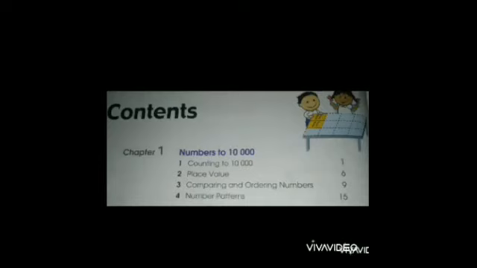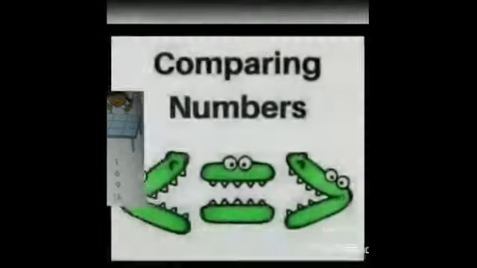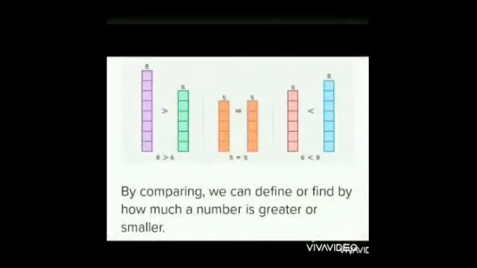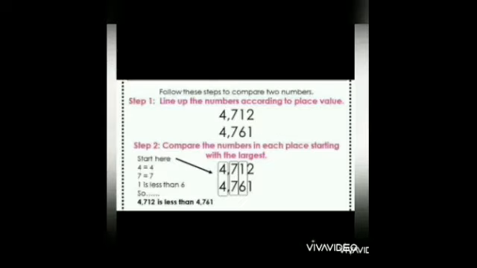Today is our second revision lesson of maths and the topics we are going to revise today are comparing and ordering numbers and number patterns. First of all, we'll see what is comparing numbers. By comparing, we can define or find by how much a number is greater or smaller. Let's take an example in which we have to compare the two given numbers.